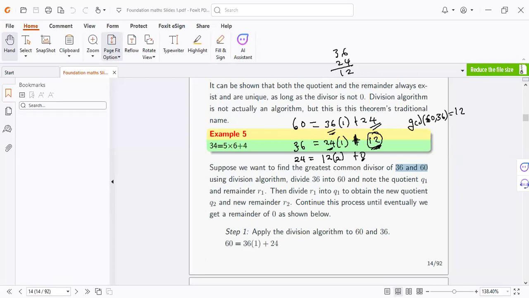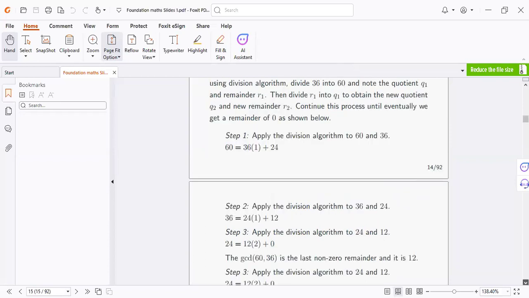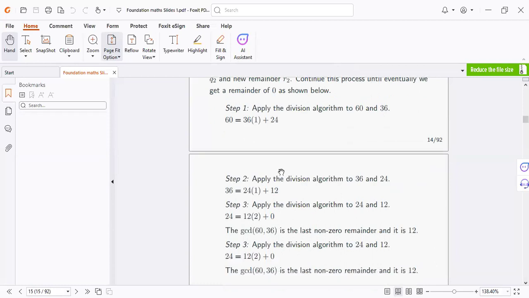I'll take another example just so that you see how to use the division algorithm, but I've already explained the first step. Yes, Felix? Good evening. Can the Euclidean algorithm be used to find the GCD of more than 2 integers?